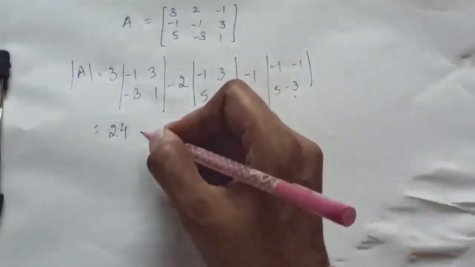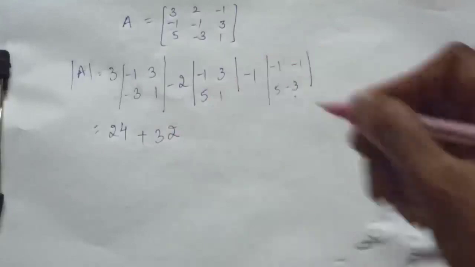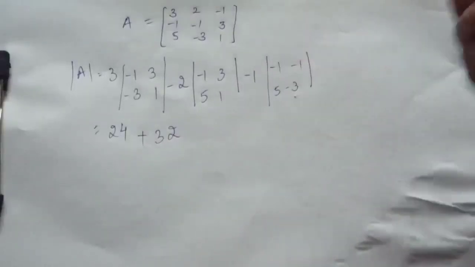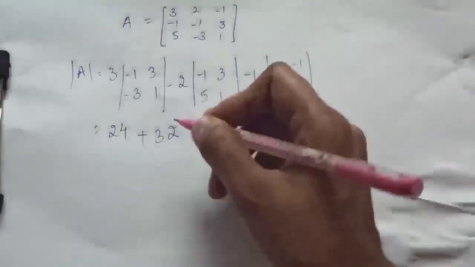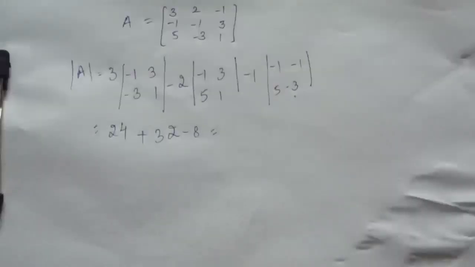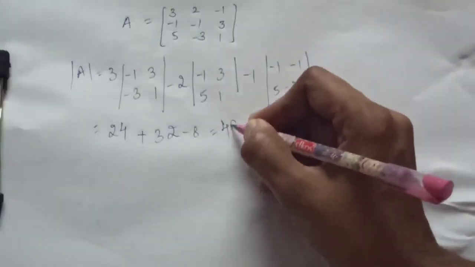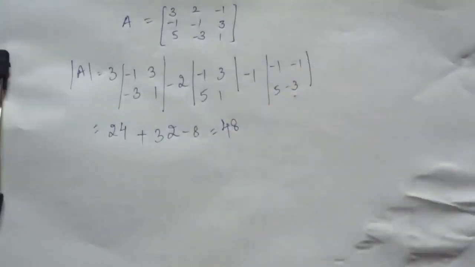So internally it will be minus 16 into minus 2, that will be plus 32. Then the third, minus 3 into minus 1 will be positive 3, and 5 into minus 1 is minus 5, again it will be plus 5, so 5 plus 3 is 8, so it will be minus 8. So it will be 56 minus 8. Our determinant comes out to be 48.